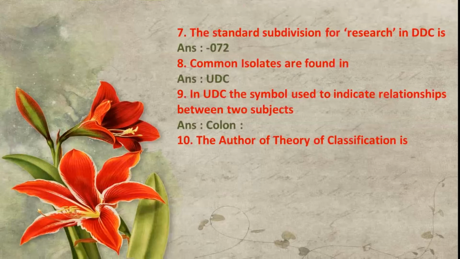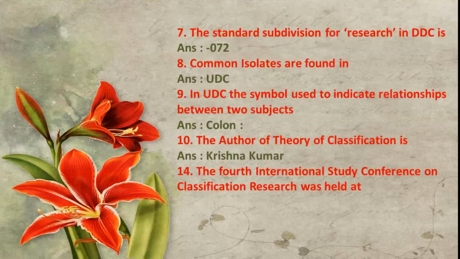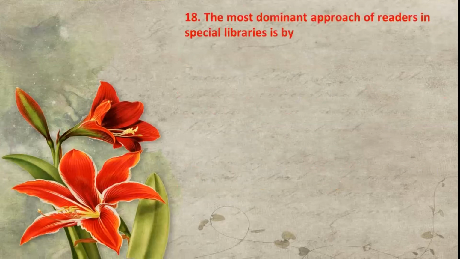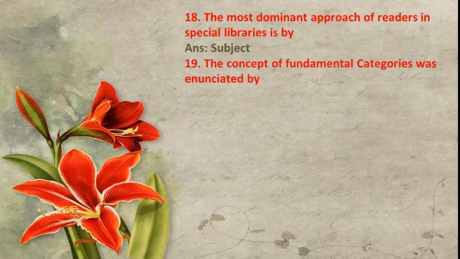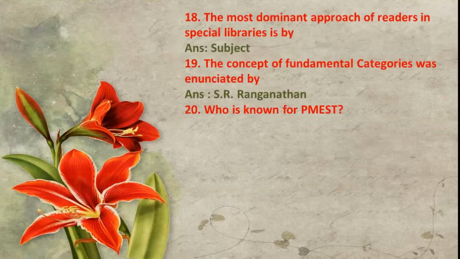The author of Theory of Classification is Krishna Kumar. The 4th International Study Conference on Classification Research was held at Augsburg. The most dominant approach of readers in special libraries is by subject. The concept of fundamental categories was enunciated by Dr. S.R. Ranganathan, which is known as PMEST.